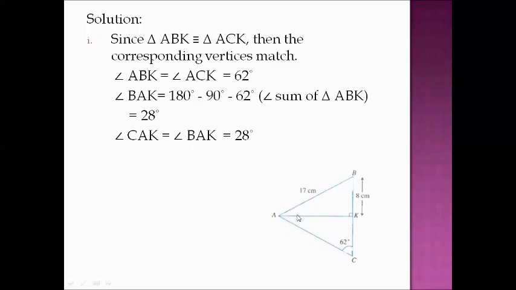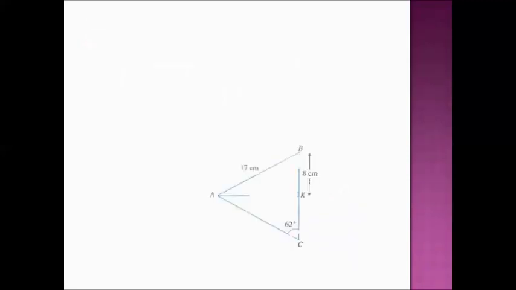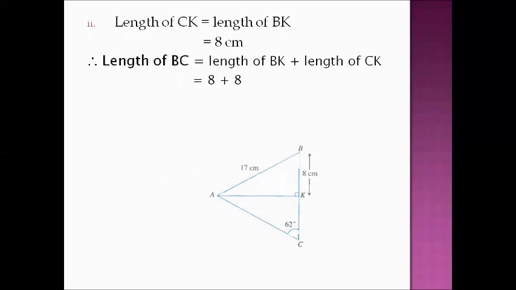So we need to find angle BAC. We'll sum them up, and 28 plus 28 will be 56. So angle BAC equals 56 degrees. Another thing is you need to find the length. As you know, the length of CK must be equal to the length of BK. So if it is 8 centimeters, it is also 8 centimeters. So 8 plus 8 will be 16 centimeters. So the length of BC is 16 centimeters.